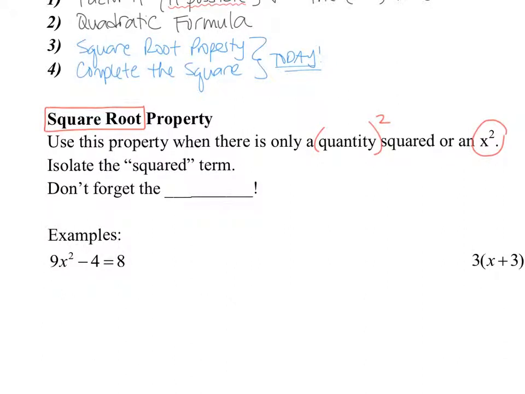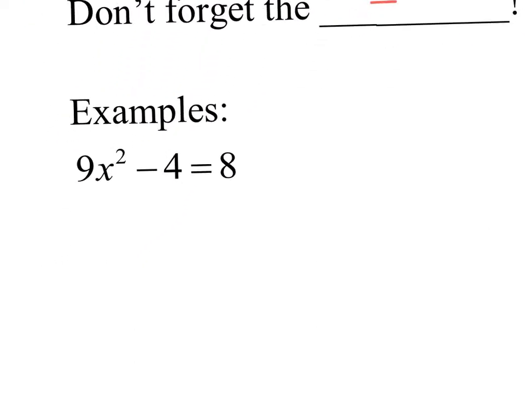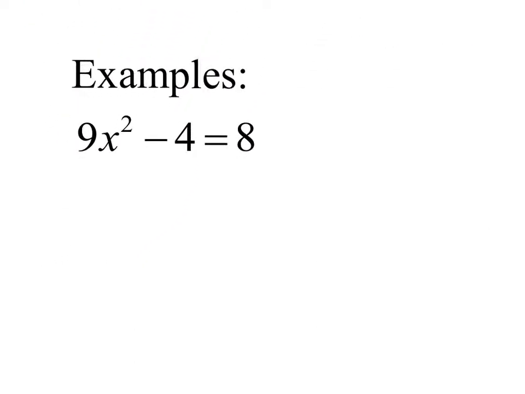But the most important part is that a lot of times when we square root both sides, we forget this thing called the plus or minus. And so that's one thing that we can't forget when we're doing these. But these are actually pretty simple problems as well. And you're going to use the square root property when there's no x term. Again, use this property when there's only a quantity squared or an x squared. Like this one, there's an x squared, and there's no x term. And so in that case, the easiest way to solve this equation would be to use the square root property.